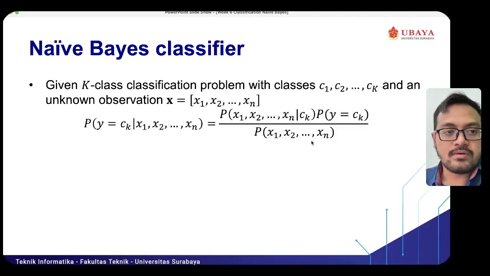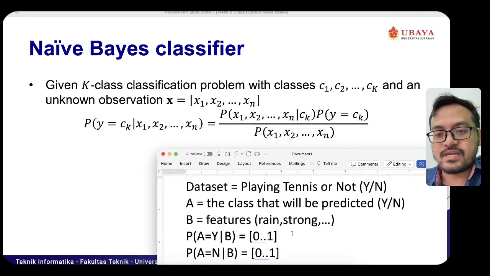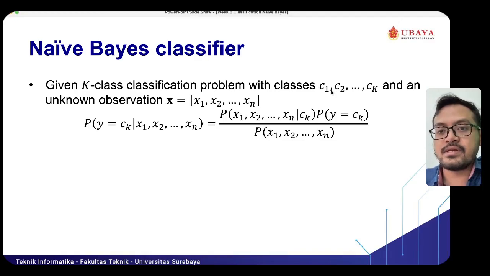Given a K class classification problem with classes C1, C2, up to Ck, it means we have K different labels that we want to predict. In our previous example, we have two different classes, right? Yes or no. But it can be more than two classes, a K number of classes. C1, C2, and Ck are the classes that we want to predict.